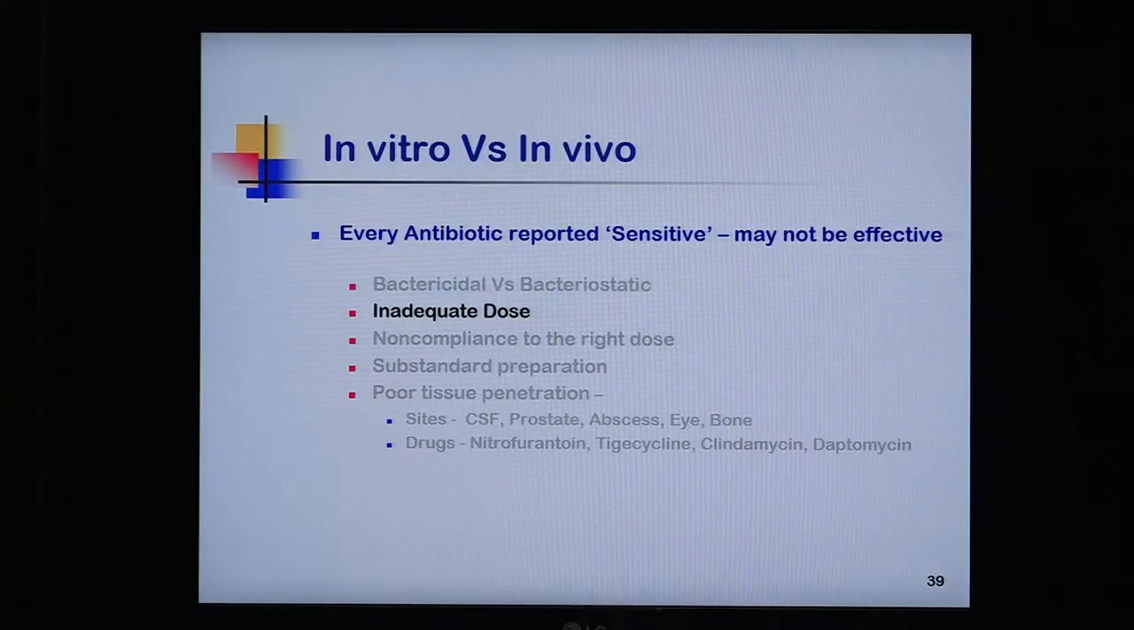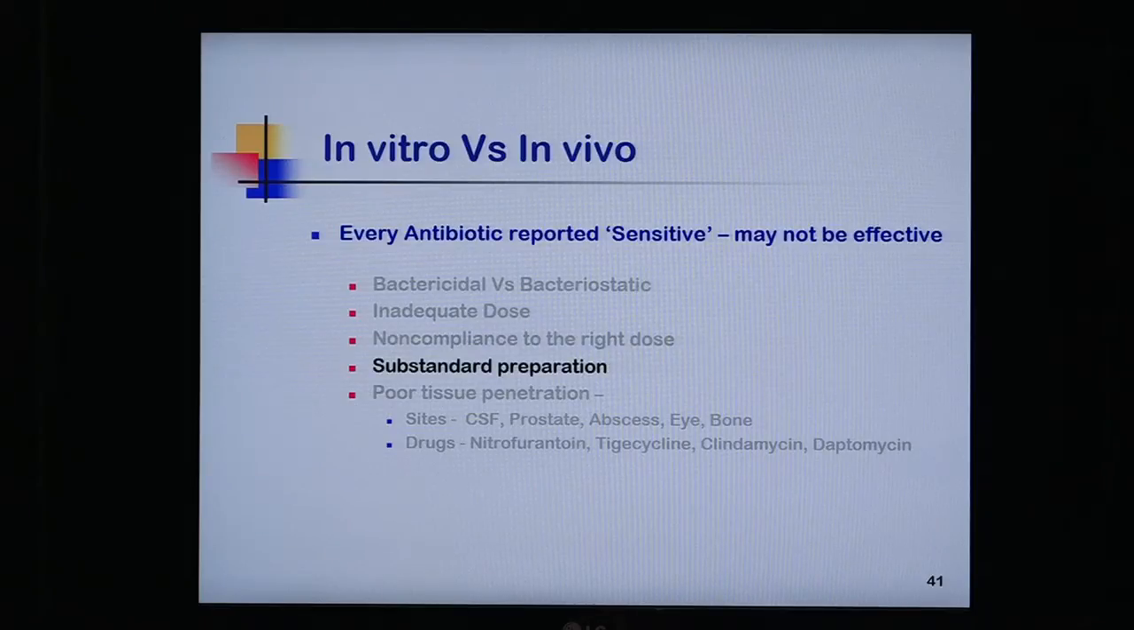Inadequate dose, dose in relation to the body weight, dose in relation to the creatinine clearance. So, you have to go into those details to find out "ki dose to kam nahi pad raha hai," and then you have to assess the success. Non-compliance to the right dose, maybe the compliance is not there on the part of the patient, and then he comes back to you and says "ki thik nahi ho raha hai," and the clinician blames you "ki aapki report galat hai." So, you have to understand that these are the possible causes.